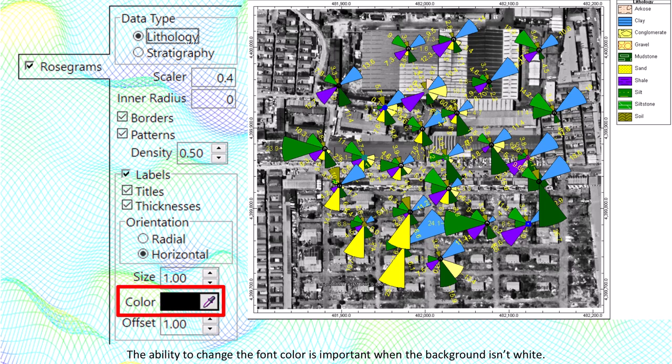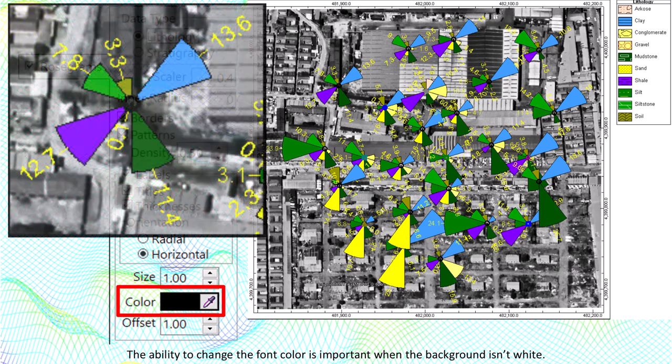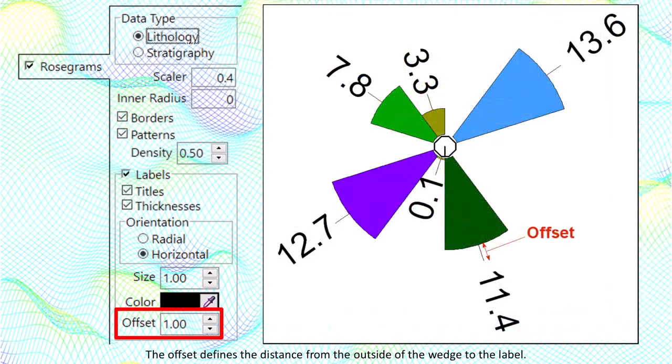The ability to change the font color is important when the background is not white. The offset defines the distance from the outside of the wedge to the label. This in turn defines the length of the leader line that connects the wedge to the label.